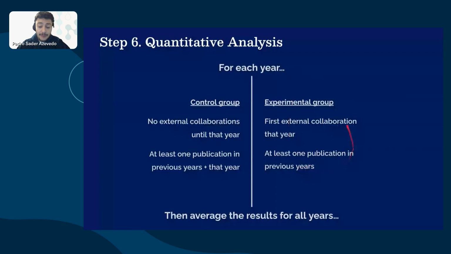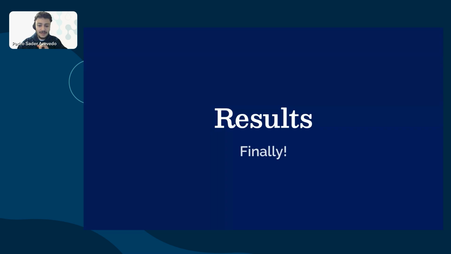This was the experimental group, the one that I was just telling you about, the people who had their first external collaboration in the reference year and at least one publication in previous years. But there was also a control group of people who didn't have an external collaboration until the reference year, but also had at least one publication in that same year, just so these two groups were more comparable. Both of them had to have a publication on the reference year. So I had these two groups, and then I averaged the results for all years.